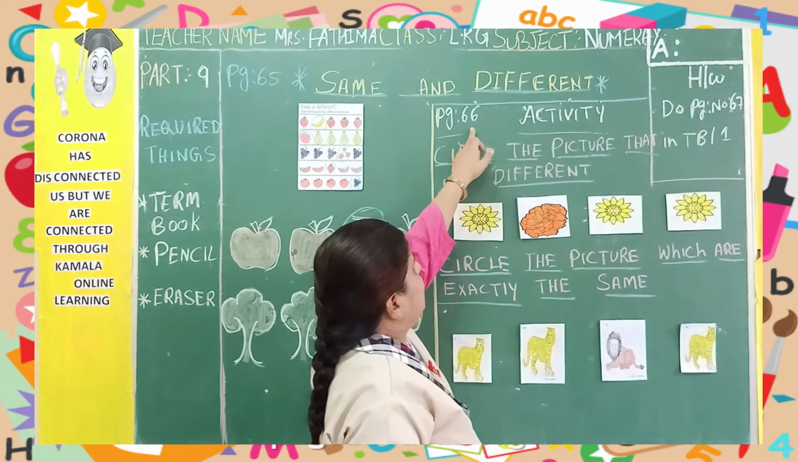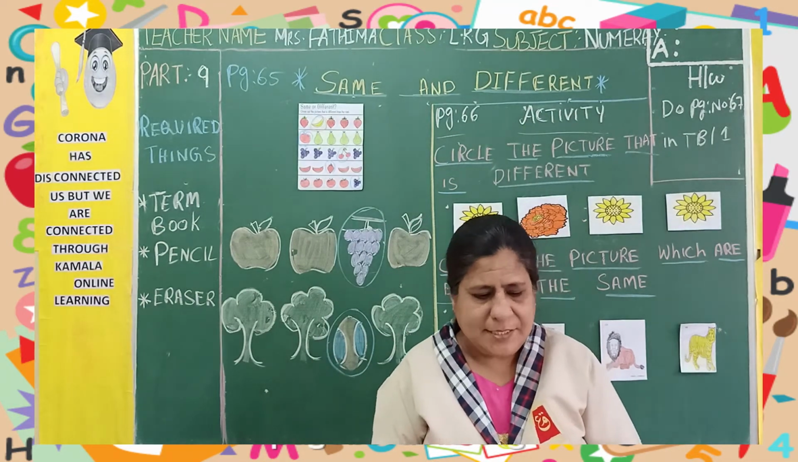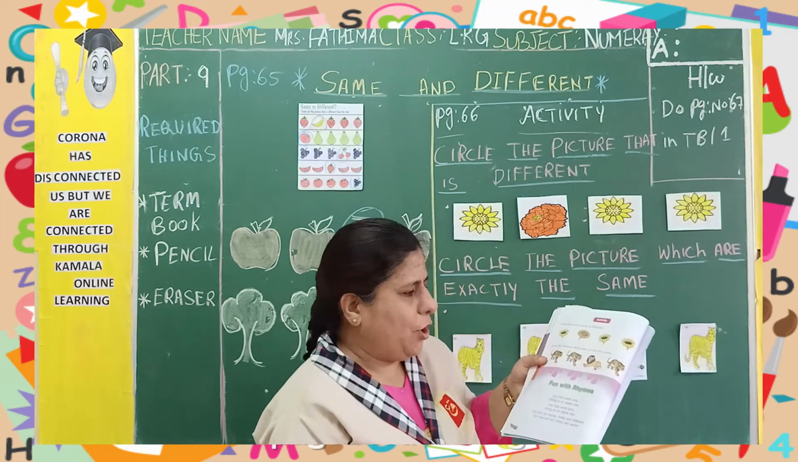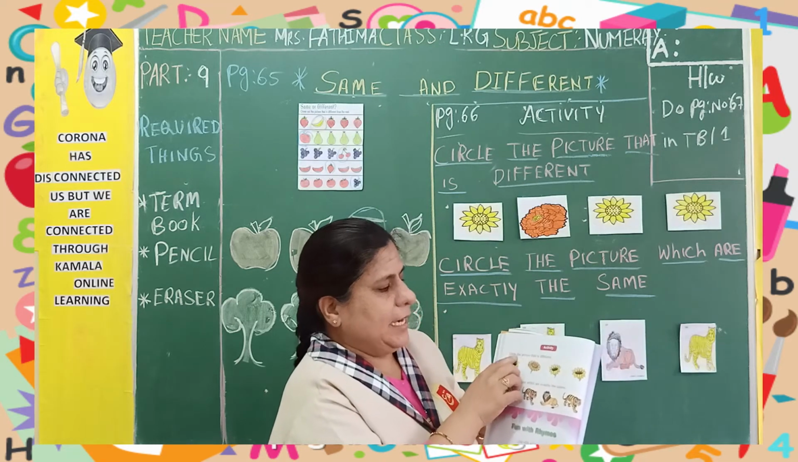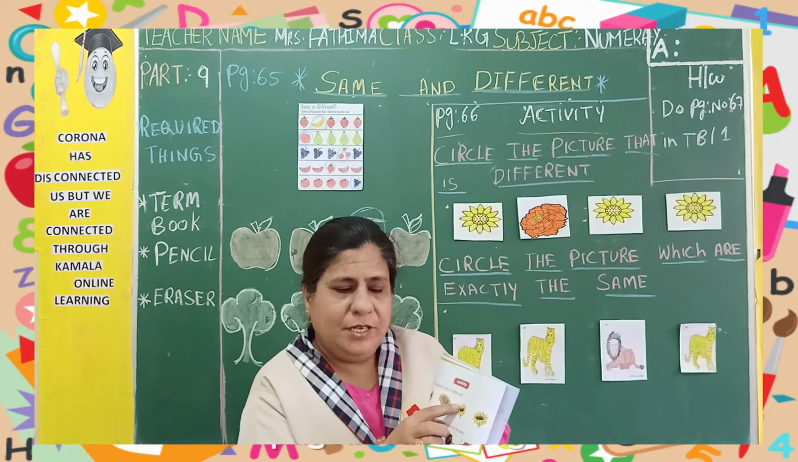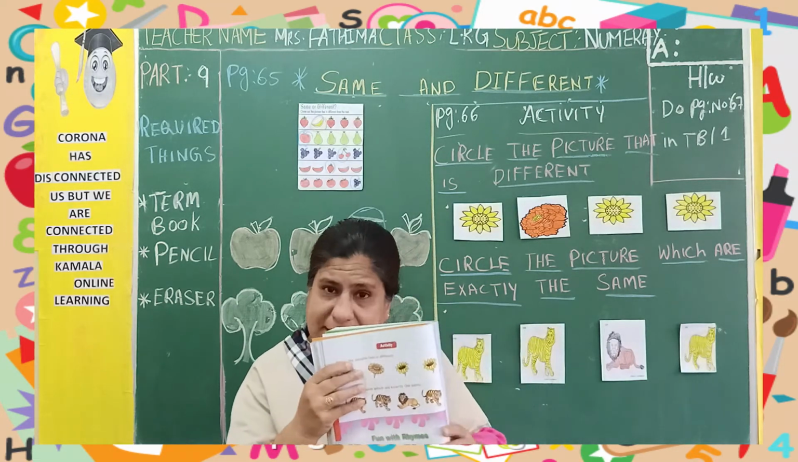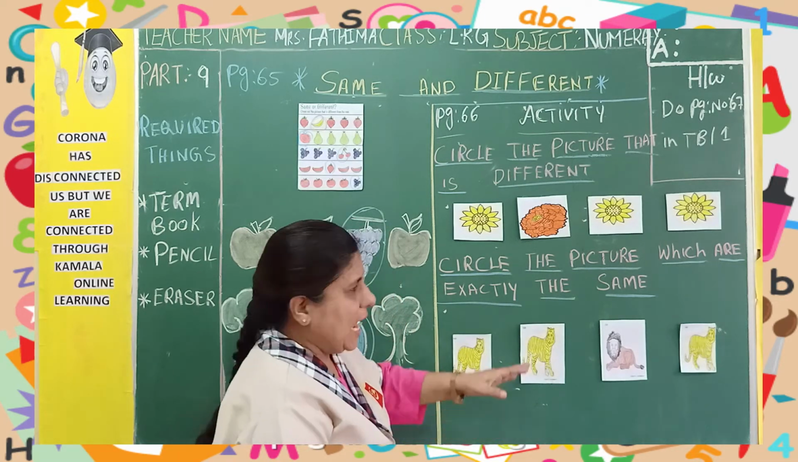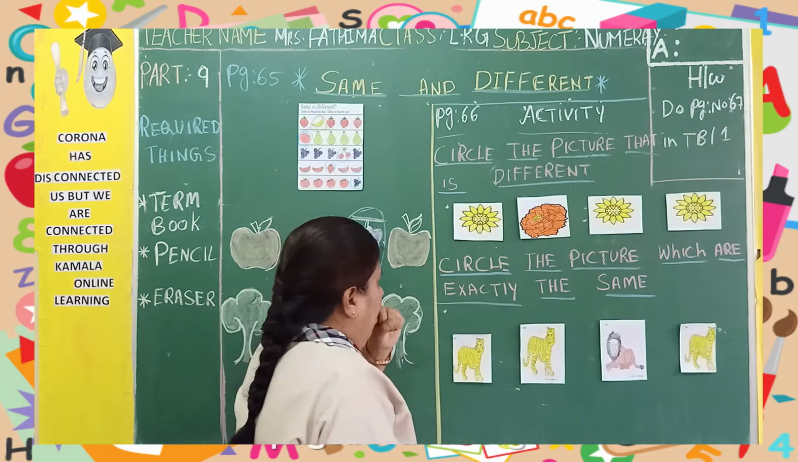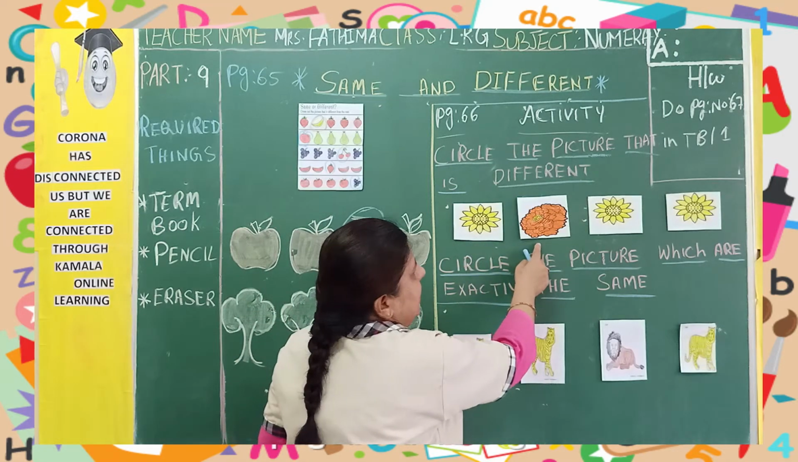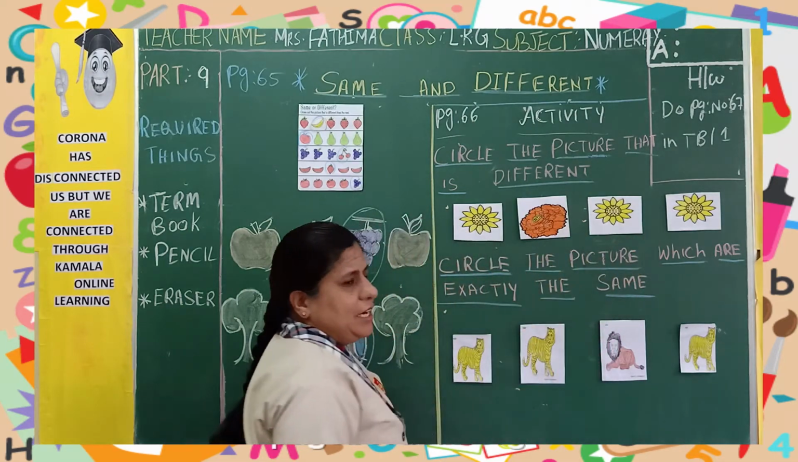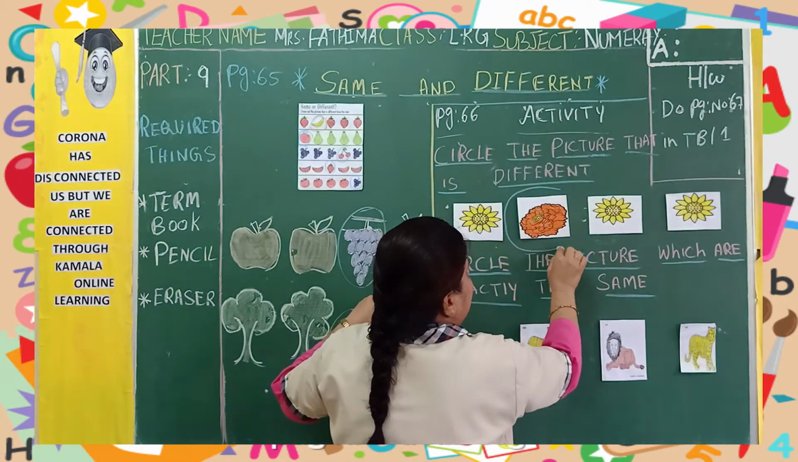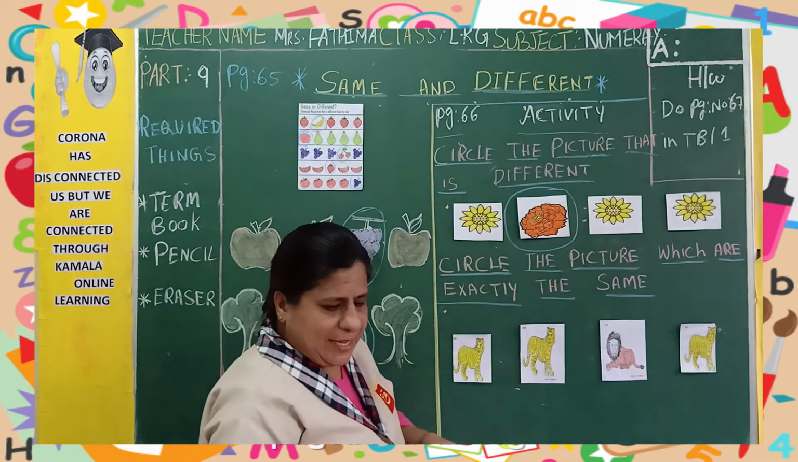Now open the page number 66. Page number 66 children. Activity open. See, circle the picture that is different. You have to circle the picture that is different. See here. See these flowers. As it is, I pasted on the board. See, sunflower is there, marigold is there, sunflower, sunflower. Which is a different flower here? Which is a different one? This is a different one. Circle the different one. Come on, circle with a pencil.